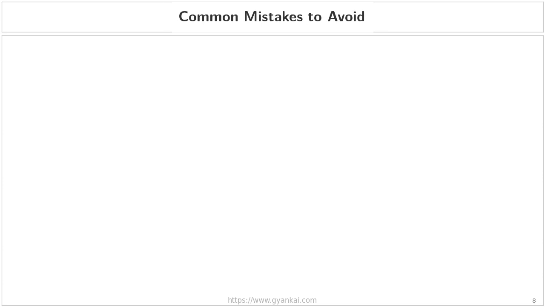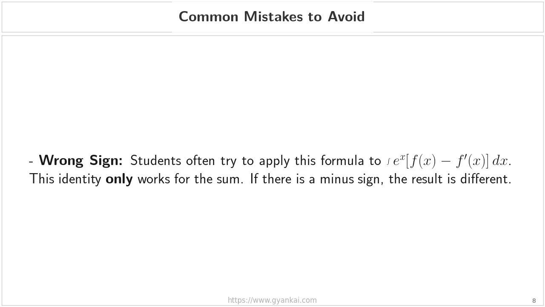Common mistakes to avoid. First, and this is a really common one, is getting the sign wrong. Many students will instinctively try to apply our shortcut, the integral of e to the x times f of x plus f prime of x, to integrals where there's a subtraction sign instead of an addition. So, something like the integral of e to the x times f of x minus f prime of x. Remember, this identity only works when you have a sum inside the brackets.